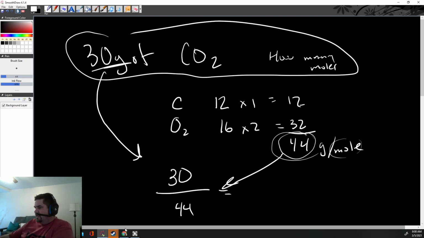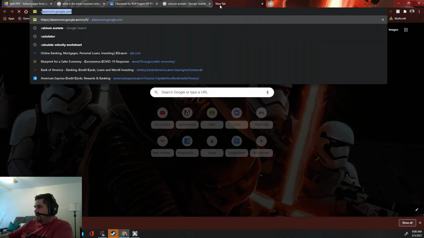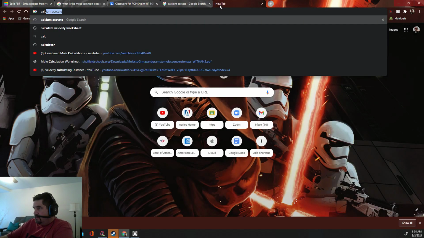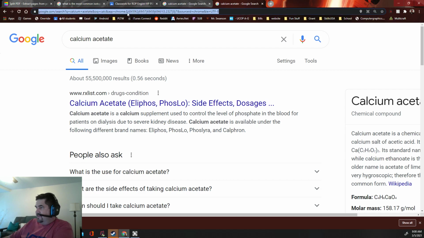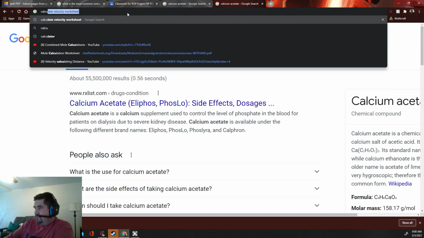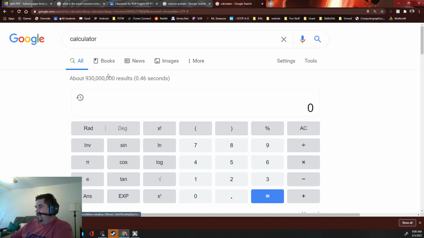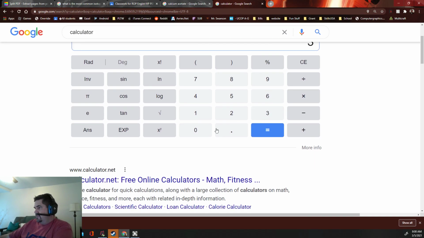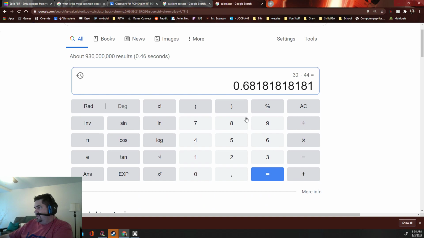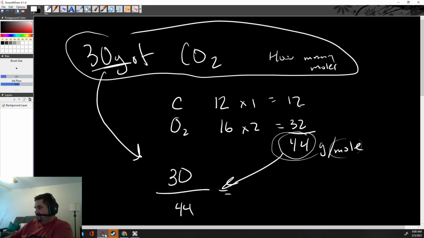So let's go ahead and calculate what this is. Let's get out a calculator. We're going to do 30 divided by the 44, which is 0.68. So the answer to this would be 0.68 moles of CO2.